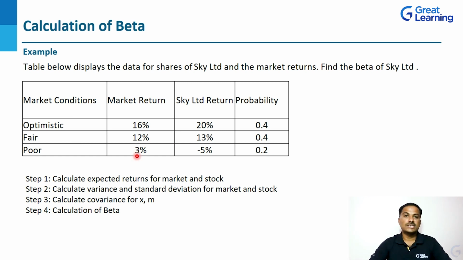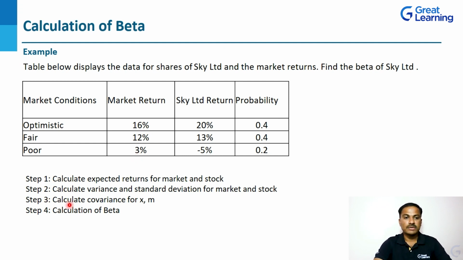There are 4 steps in which we need to approach this beta calculation. Step 1, we need to calculate the expected return for the market and the stock. Step 2, we have to calculate the variance, and once we calculate the variance, we have to calculate the standard deviation for the market and the stock.